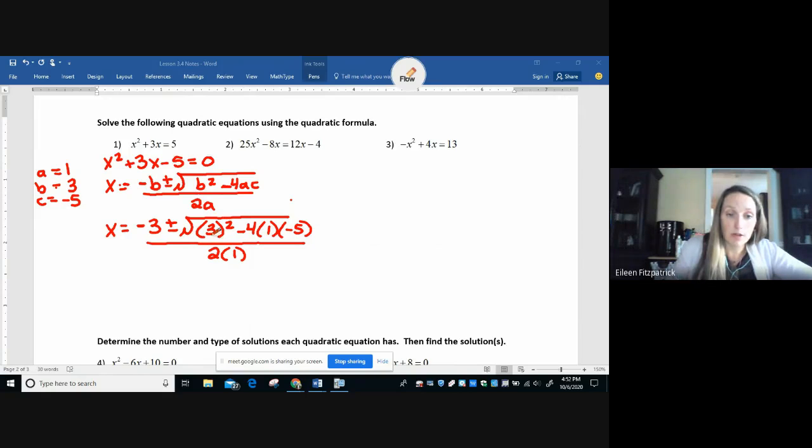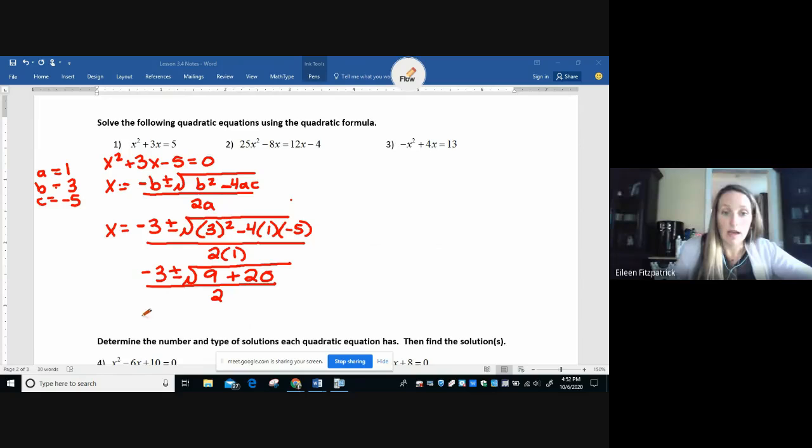So cleaning that up. Under the square root, I'm going to square and do all my multiplication. So I have negative 3 plus or minus under the square root. 3 squared is a 9. And a negative 4 times a 1 is a negative 4. And negative 4 times a negative 5 is a positive 20. All over, do your multiplication down here, 2.